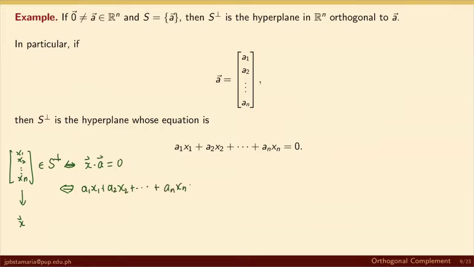Okay, and you know very well that we call this hyperplane orthogonal to A. Okay, so that's it for this example.